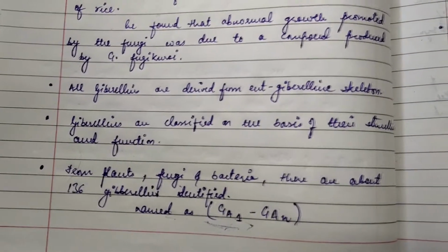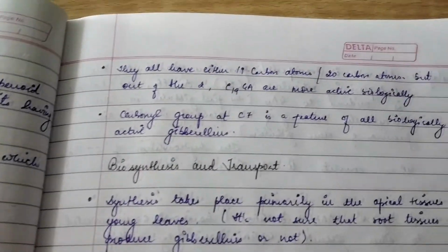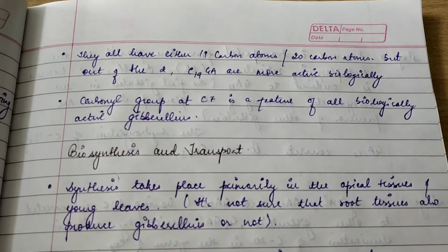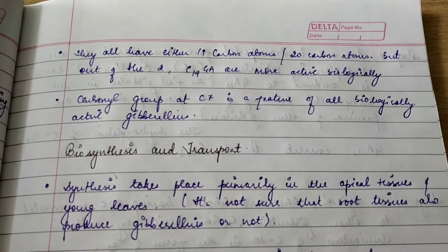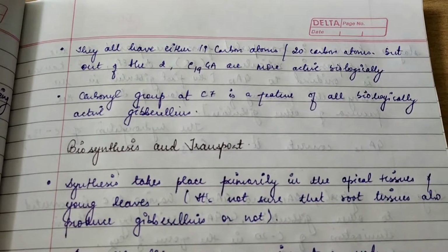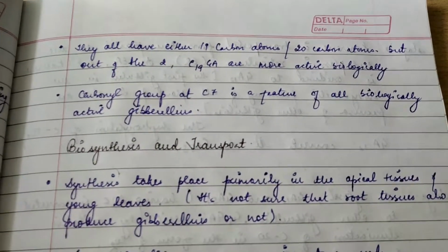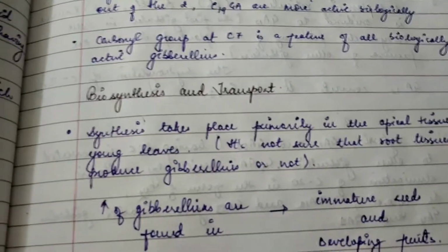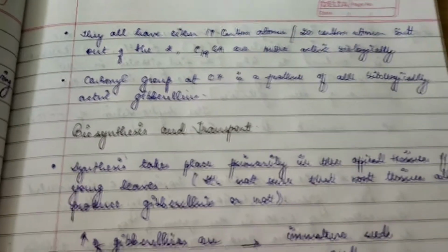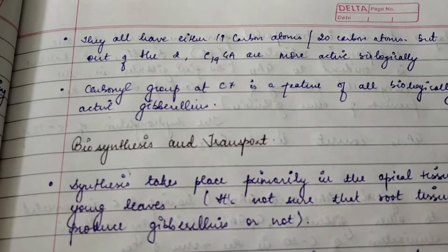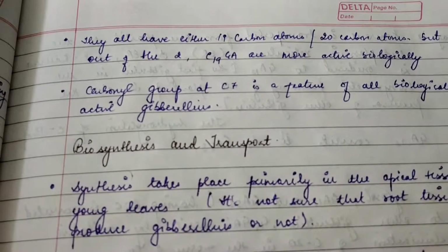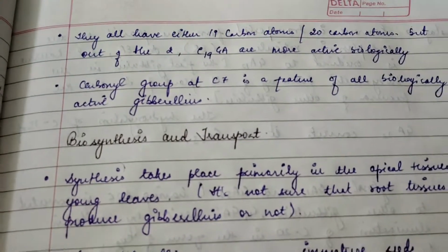Till now about 136 gibberellins have been identified, and they all have either 19 carbon atoms or 20 carbon atoms. But out of the 19 carbon and 20 carbon ones, the ones with 19 are more biologically active than the 20 carbon ones. We have said that there are 136 varieties, but each variety has either 19 carbon compounds or 20 carbon compounds. So if we talk about a gibberellin with 19 carbon compounds, then it is more biologically active.